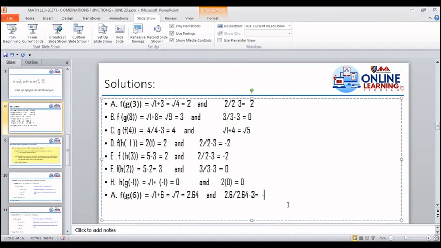Negative 2 yung sagot. Okay? Are you sure? So, we have 2.64 minus 3. So, that is negative 0.36. Okay? So, next, we have 2.64 divided by negative 0.36. Negative 7.222. Okay? Nakakuha mo?